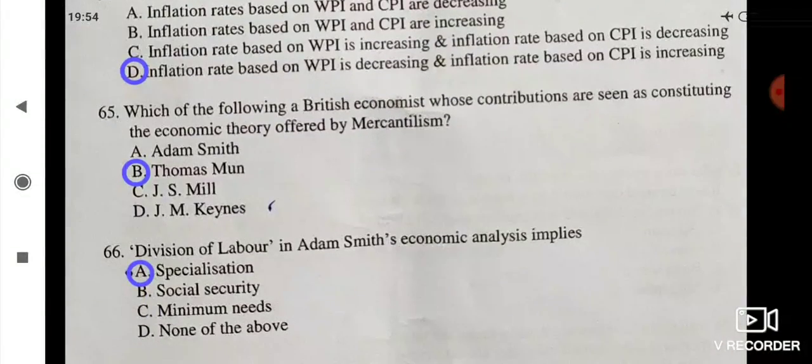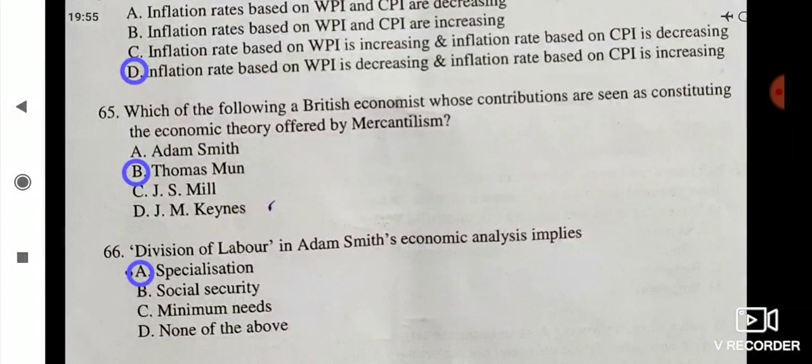Then the next, which of the following a British economist whose contribution are seen as constituting the economic theory offered by mercantilism? And here given options are Adam Smith, Thomas Mun, J.S. Mill, J.M. Keynes. And out of these four, Thomas Mun is the mercantilist economist.